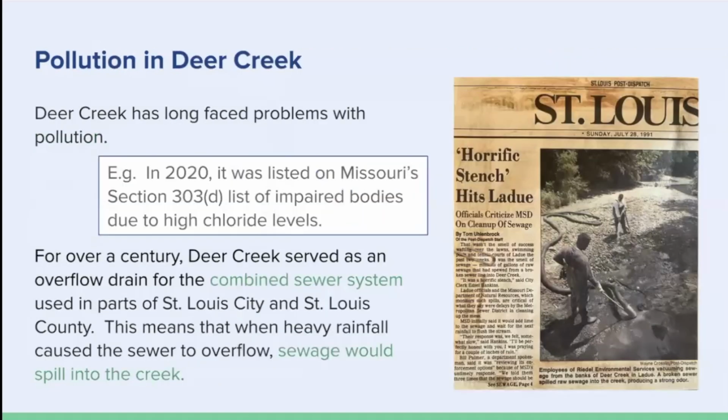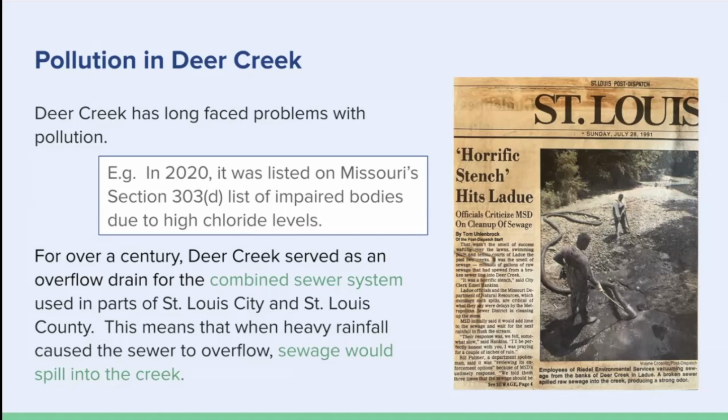So, pollution in Deer Creek. Deer Creek has, for a very long time, faced problems with pollution. For example, in 2020, it was listed on Missouri's Section 303(d) list of impaired bodies because of high chloride levels. And there's the runoff, but a big part of this is that older areas in St. Louis have for a very long time had a combined sewer system, where both raw sewage and stormwater were going into the same system. And that system often wasn't big enough.